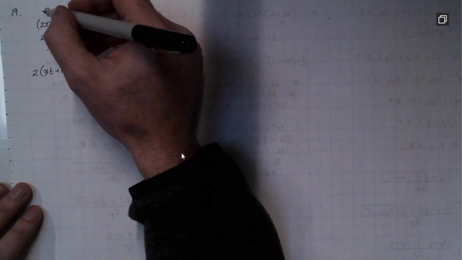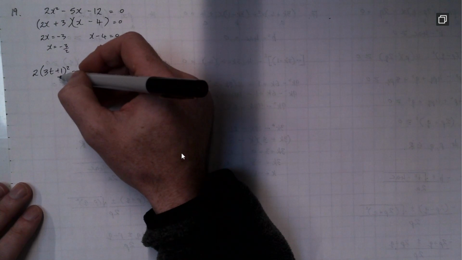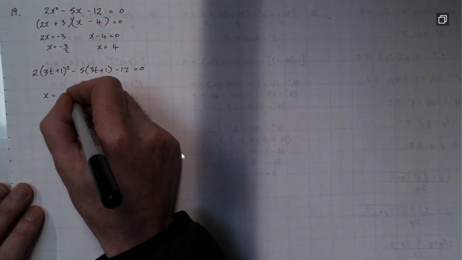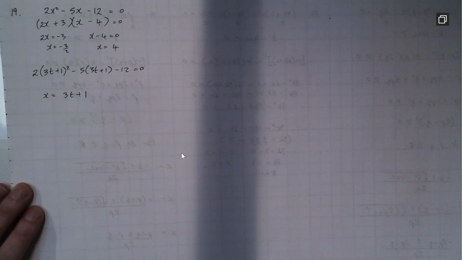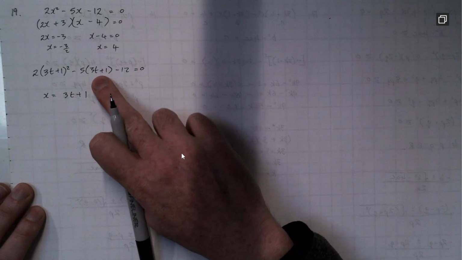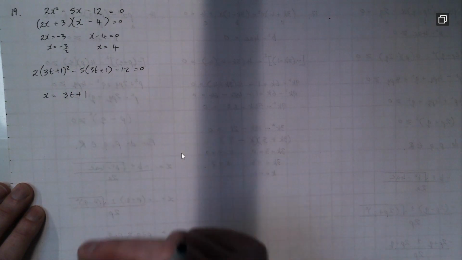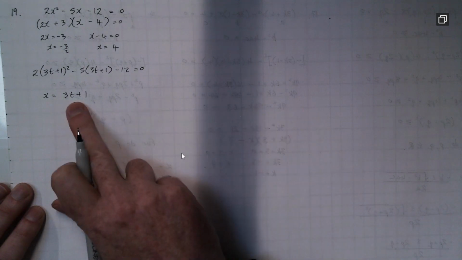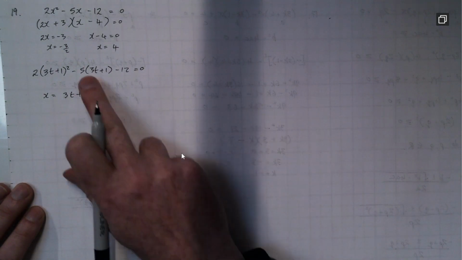x equals 3t plus 1. So test: x equals 3t plus 1, because the next step is to swap out the x for 3t plus 1. So that's all we need to solve: 3t plus 1. Solve for t.